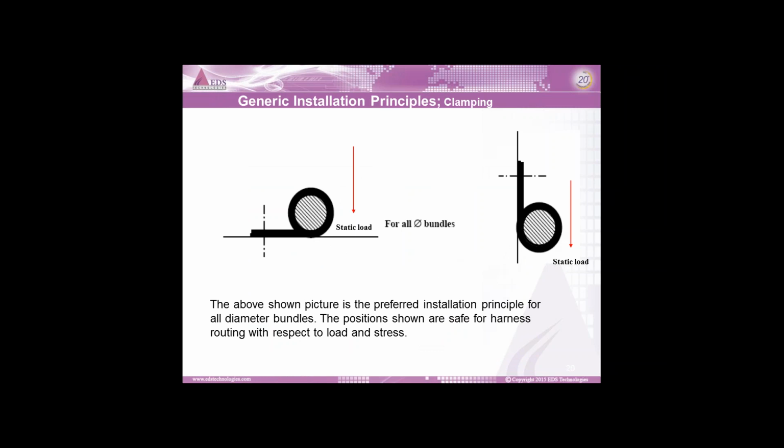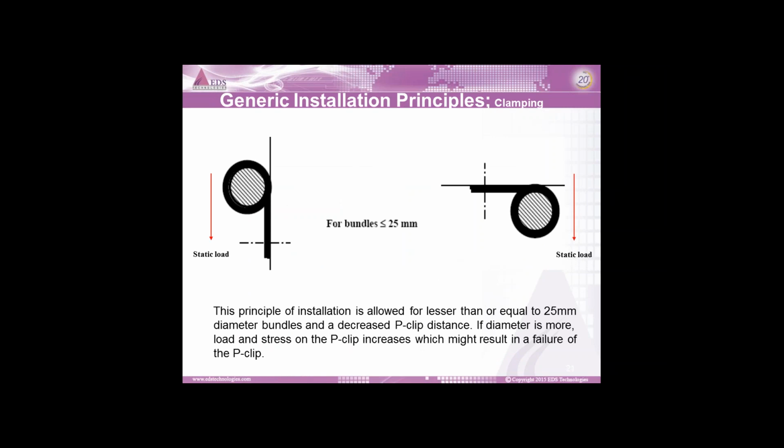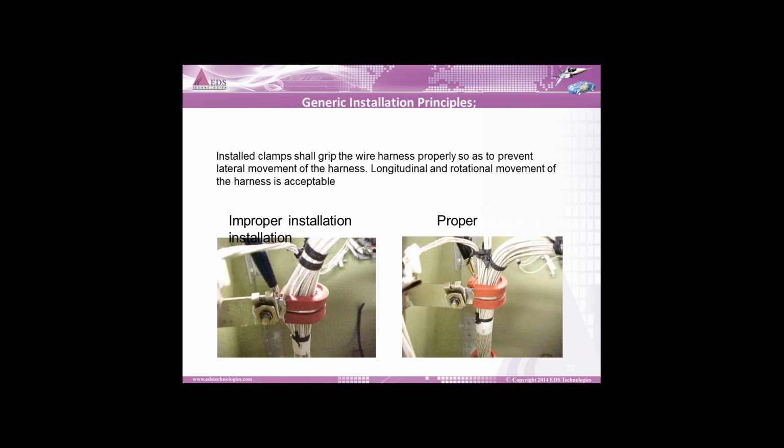Say for example, there are different principles of holding your cables, especially for the clamps. When it is a static load for all bundles, for example only, this is just an example. For all diameter loads, this should be the position of your clamps. And if it is for some OEM, if it is a static load, you can define that if the bundle diameter is less than 25, your clamp position should be like this. So it will be very important. So these are some of the best or standard principles for clamping components.